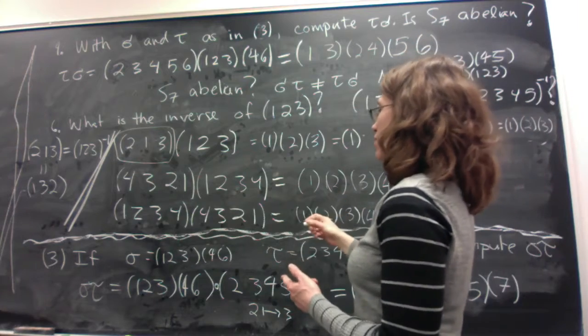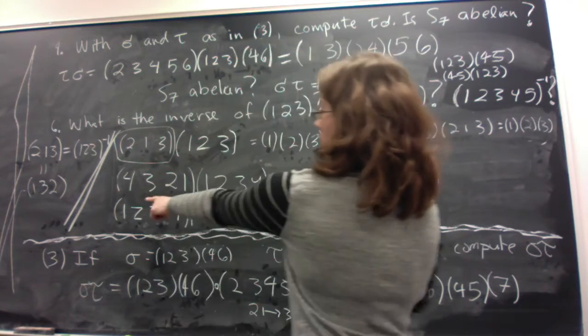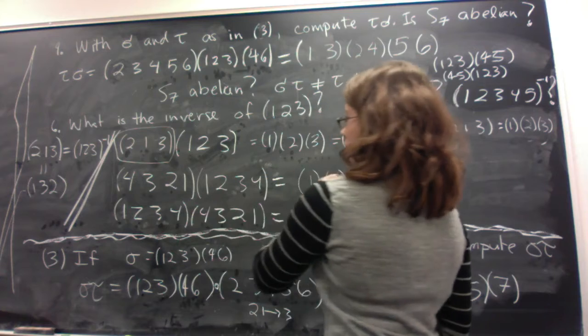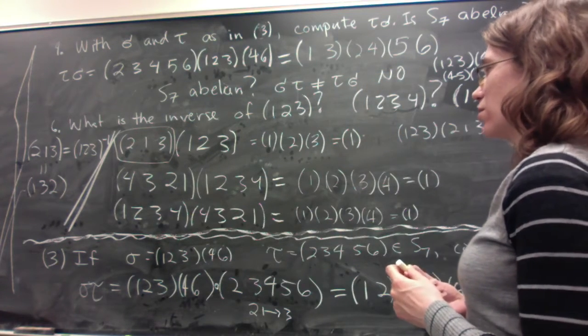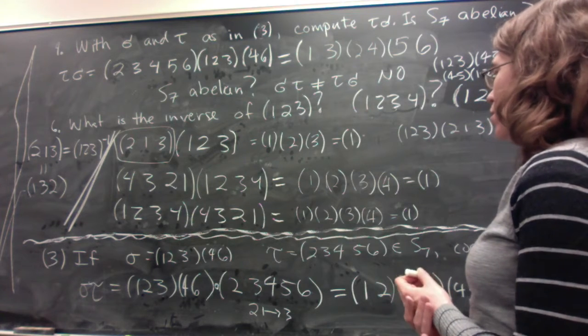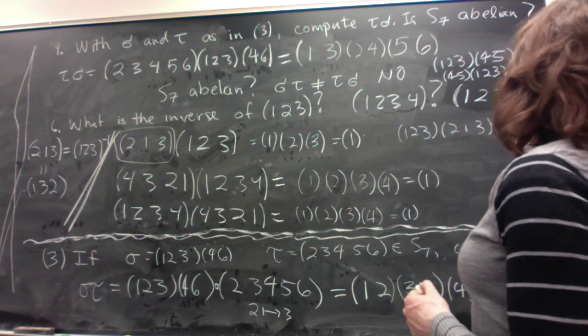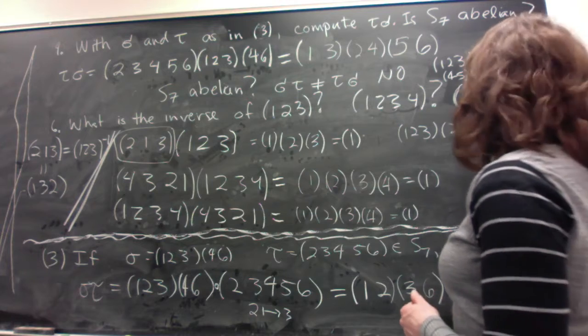So in fact, writing it backwards gives us the inverse. That's nice. It's an easy way to write the inverse. Cool. Okay, and then we have one more that we have to find the inverse of: 1, 2, 3, 4, 5.